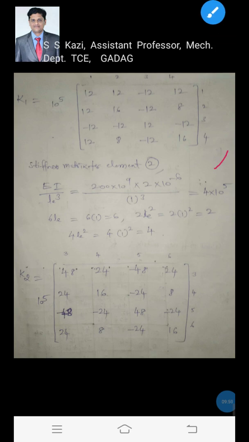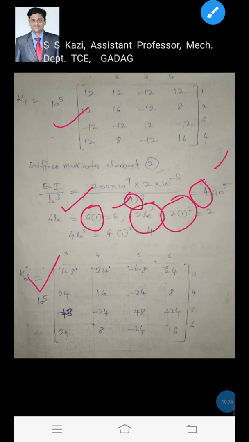Okay, but in the first stiffness matrix, 10 raised to 5 we kept outside. In the second stiffness matrix, for the second element, you keep the same common 10 raised to 5 outside. That means 4 has to be multiplied with each and every term inside. That is, now first 6 LE: 6 times 1, because the length of element 2 is 1 meter, 6 times 1 is 6. 2 LE square, that is 2 into 1 square, that is 2. 4 LE square, that is 4 into 1 square, it is 4.